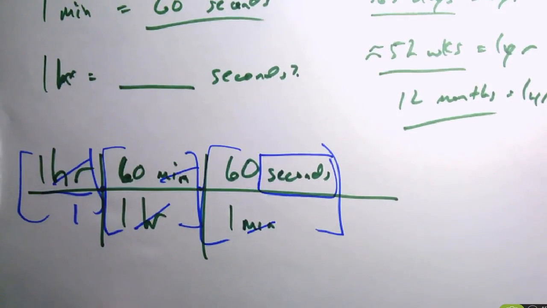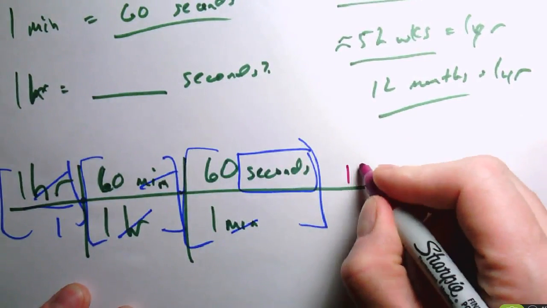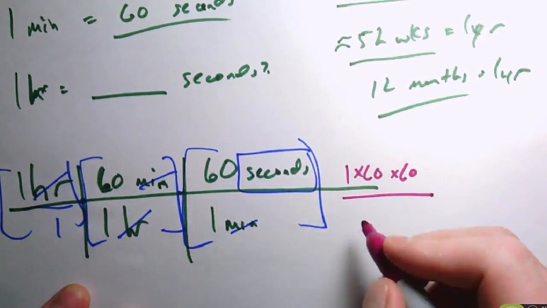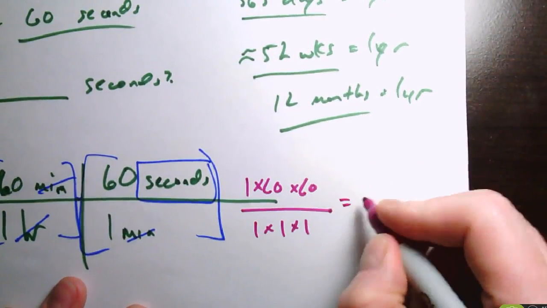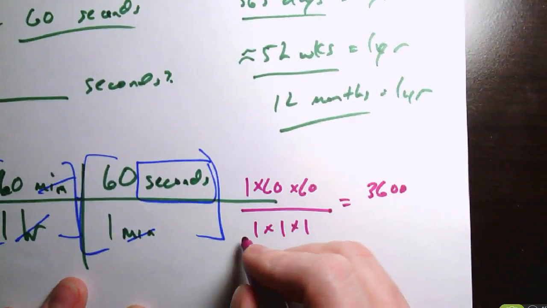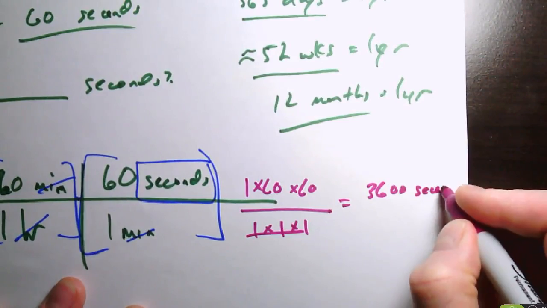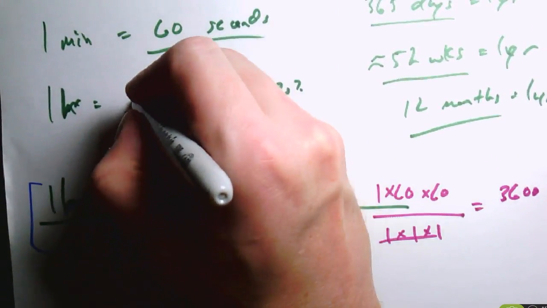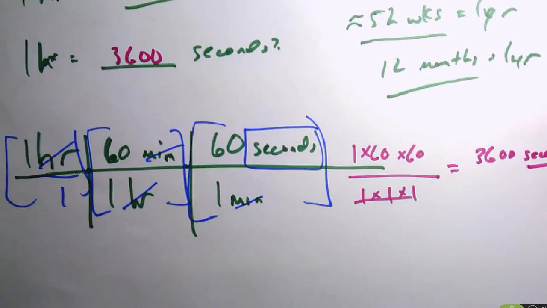So work-wise, all I have to do is multiply 1 times 60 times 60 divided by 1 times 1 times 1, which is 3,600 over 1, and the units were seconds. So 1 hour is 3,600 seconds.